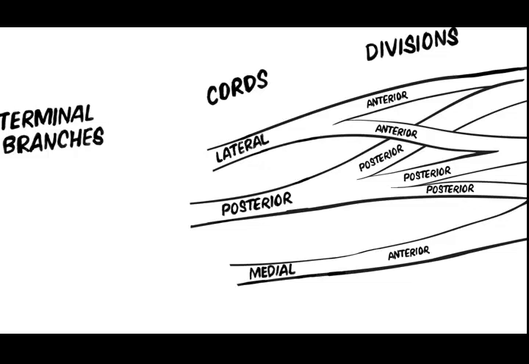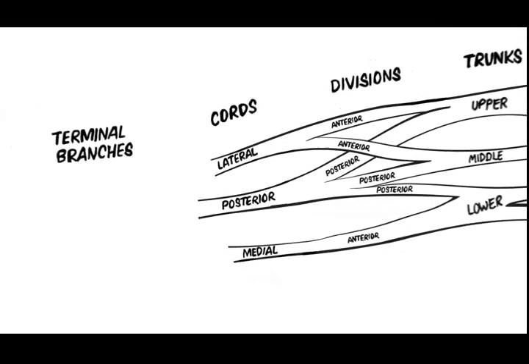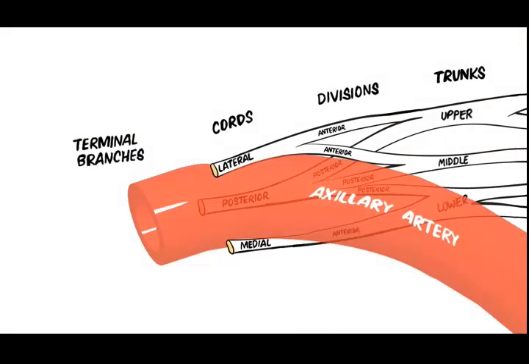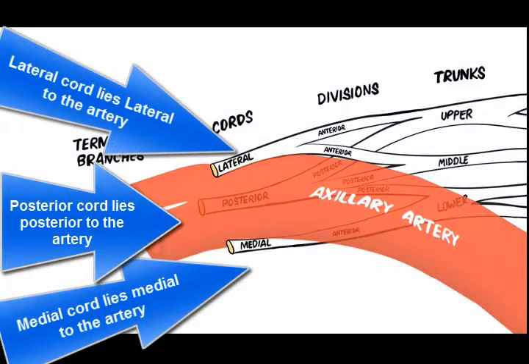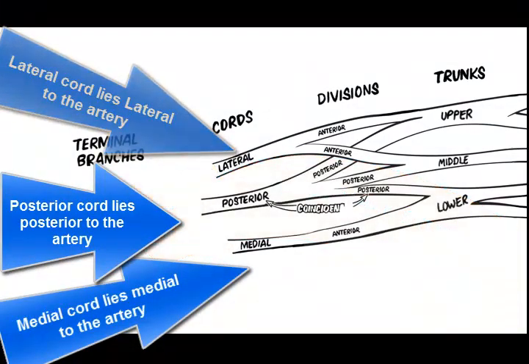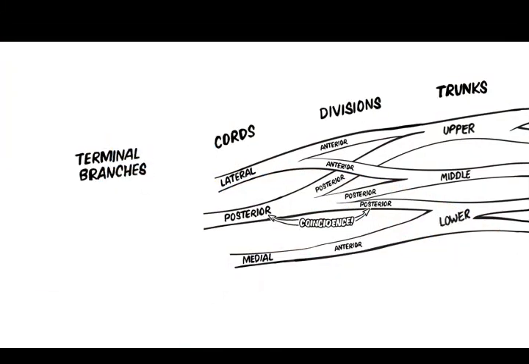Note that these cords, medial, lateral, and posterior, are named according to their position relative to the axillary artery. In the anatomical position, the medial cord lies medial to the artery, the lateral cord lies lateral to the artery, and the posterior cord lies posterior to the artery. It's just a coincidence that the posterior cord is also formed from the posterior divisions of the three trunks.